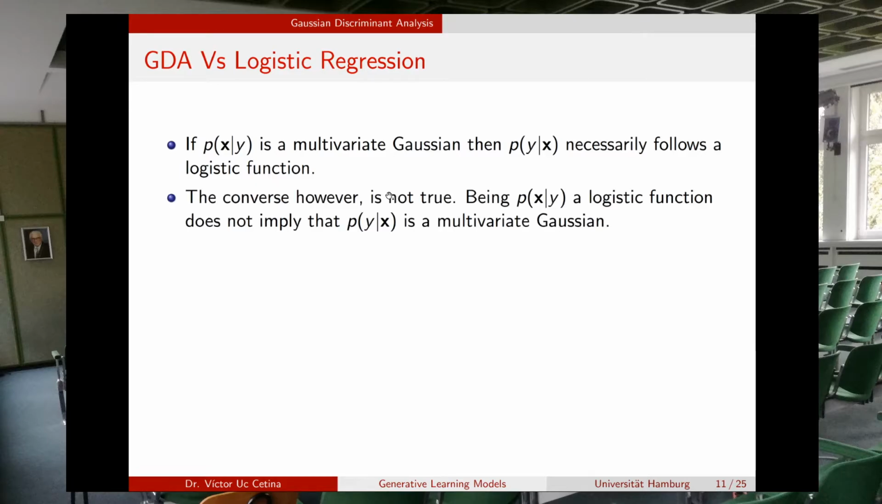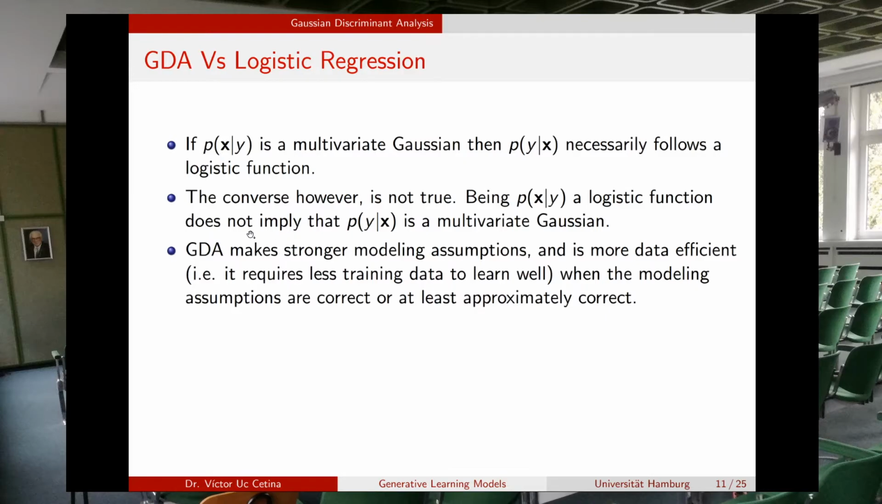But the converse, however, is not true. If you apply logistic regression, this does not imply that the probability that you are computing is a multivariate Gaussian. So GDA makes stronger modeling assumptions and is more data efficient. It requires less training data to learn well when the modeling assumptions are correct, or at least approximately correct.